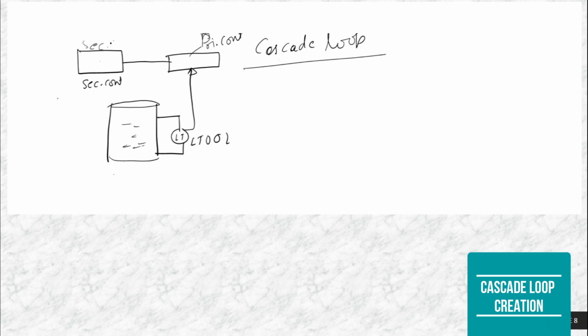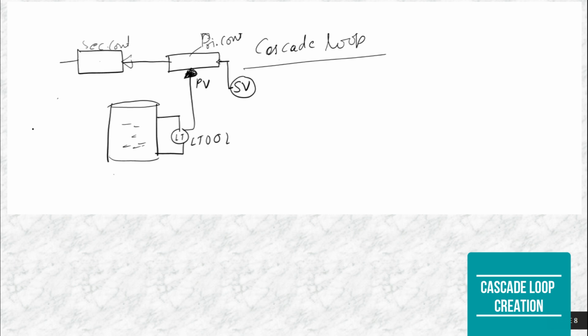I am writing above. From here this data goes here. In the primary controller this is the input. Here we are getting the process value, and the set value we will provide in the primary controller, and the MV will go to the secondary controller.